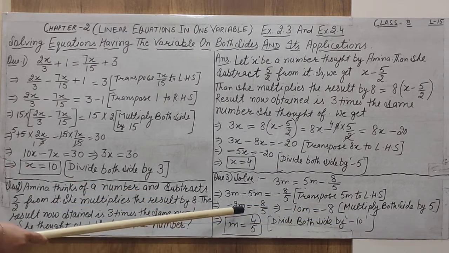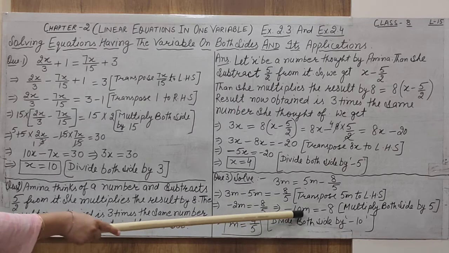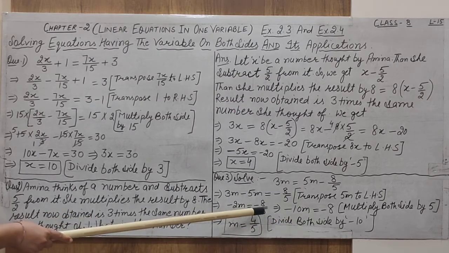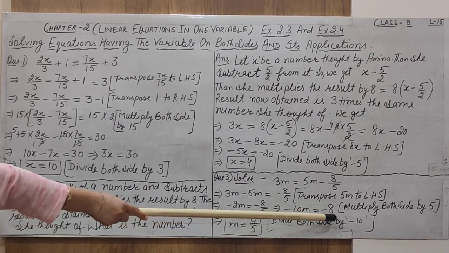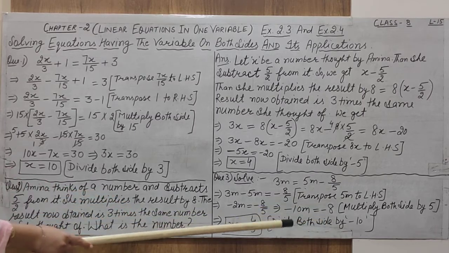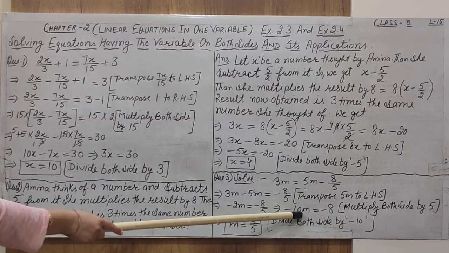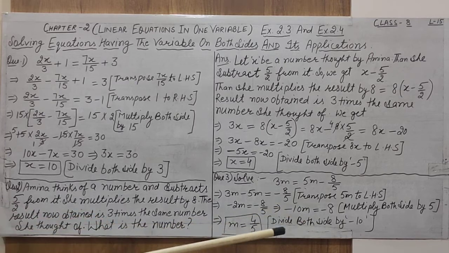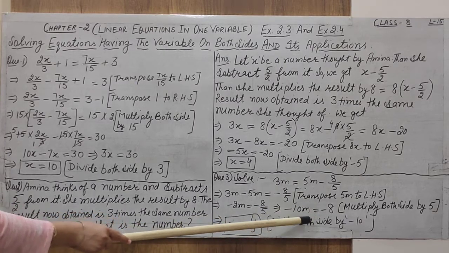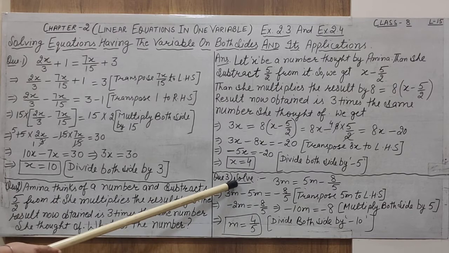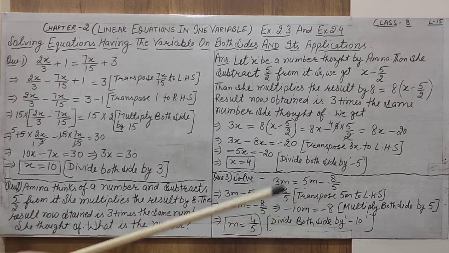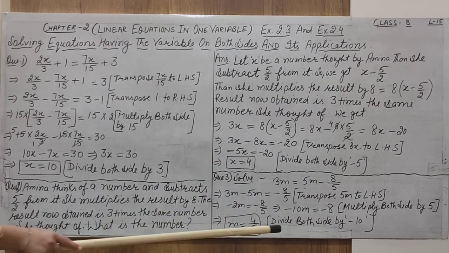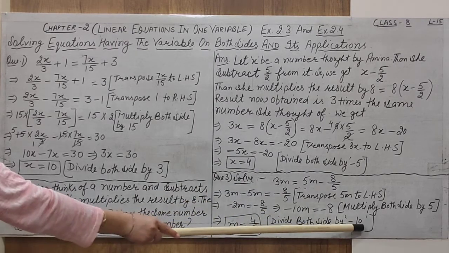What do we get? When 5 is multiplied with 2, we get 10m. When 5 is multiplied with minus 8 by 5, the 5 is cancelled out. That's why we are going to multiply. So the result is minus 8. Now we have to remove the minus 10 from m because we require only m. Solve means find out the value of m, not the minus 10m. For this, divide both sides by minus 10.